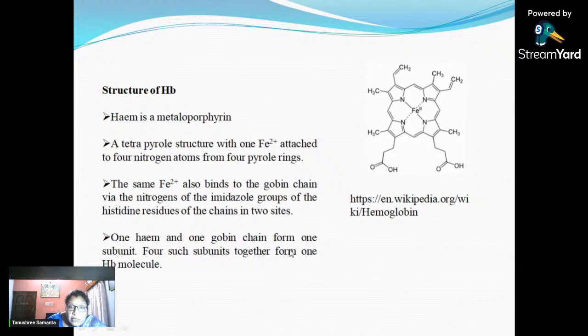One heme and one globin chain comprise one subunit of hemoglobin, and 4 such subunits are present in the hemoglobin. So one subunit will bind to one molecule of O2, and hence one hemoglobin is capable of binding to 4 molecules of oxygen. Here I can add that when hemoglobin binds to oxygen, you have 2 states. One is called the relaxed state and the other is the taut state, R state or T state. It is when with or without the oxygen.